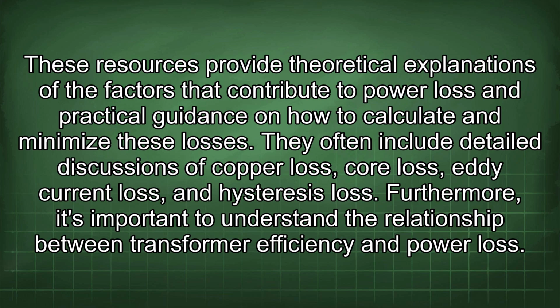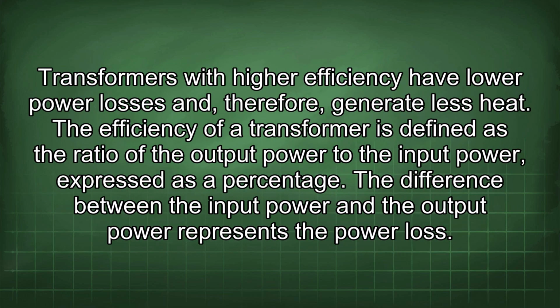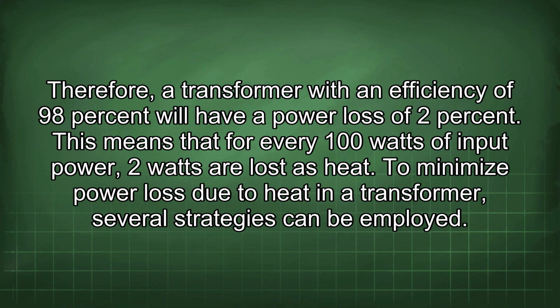Furthermore, it's important to understand the relationship between transformer efficiency and power loss. Transformers with higher efficiency have lower power losses and, therefore, generate less heat. The efficiency of a transformer is defined as the ratio of the output power to the input power, expressed as a percentage. The difference between the input power and the output power represents the power loss. Therefore, a transformer with an efficiency of 98% will have a power loss of 2%. This means that for every 100 watts of input power, 2 watts are lost as heat.